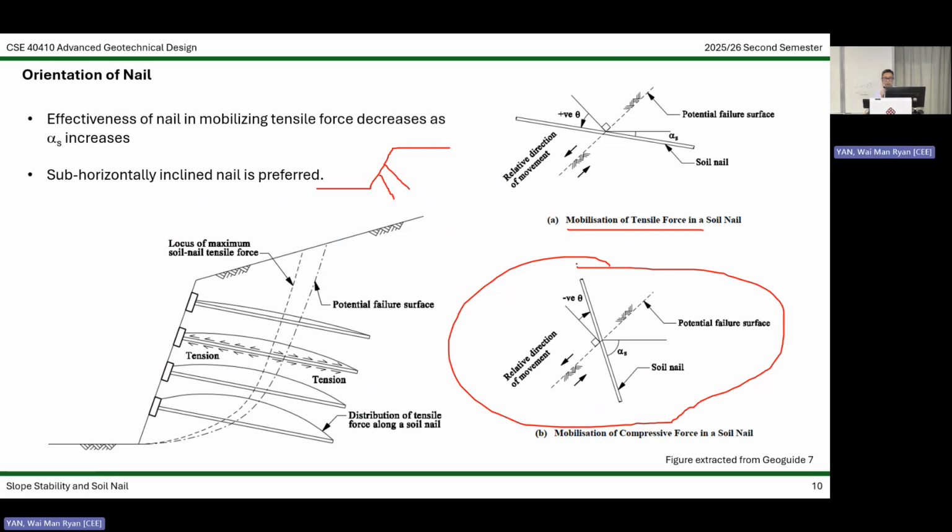Any questions up to this point? So we say sub-horizontal inclination is preferable. Does anyone know, in Hong Kong practice, what would be a typical angle?